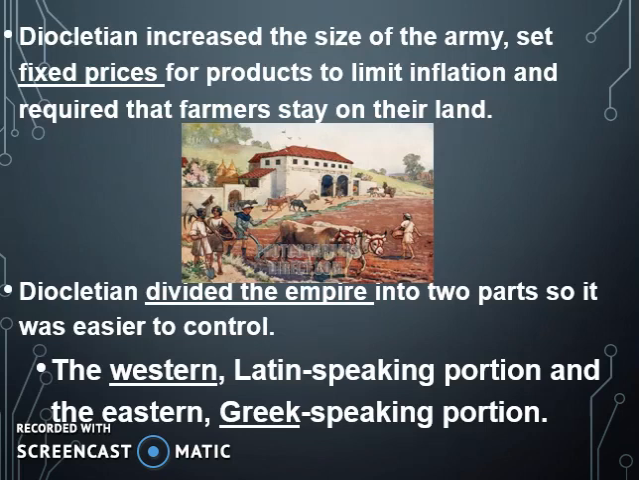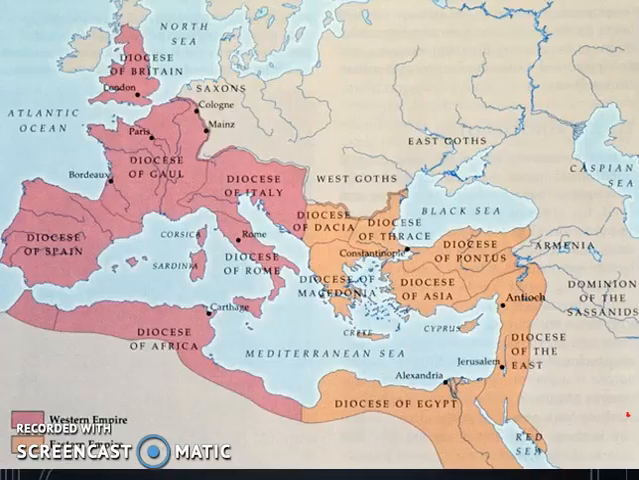He splits the empire in two. He is going to take one side of the empire, and he is going to have another emperor rule the other side of the empire. So he is dividing it to try and make it more manageable. So the Western Latin-speaking portion and the Eastern Greek-speaking portion. Easy to remember because the Eastern portion covers Greece, so Greek-speaking. The Western portion will be the Latin-speaking side.